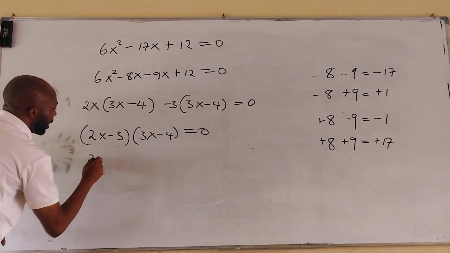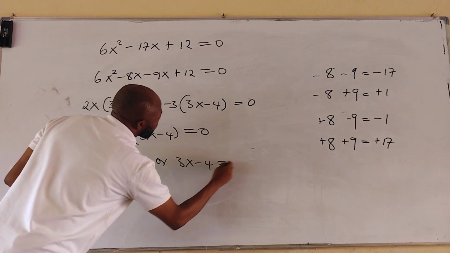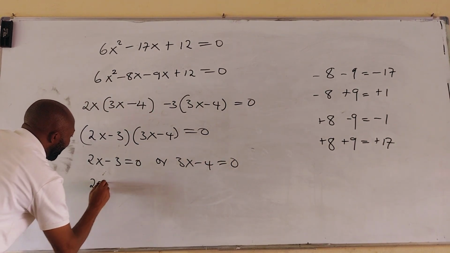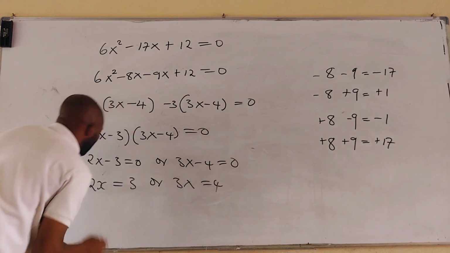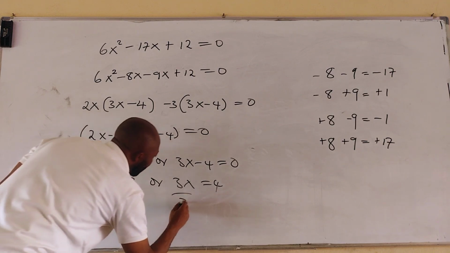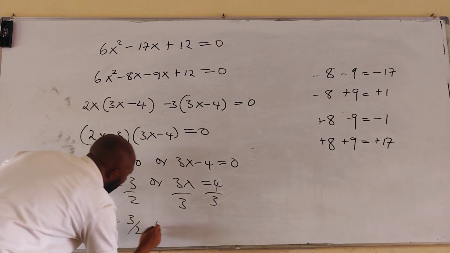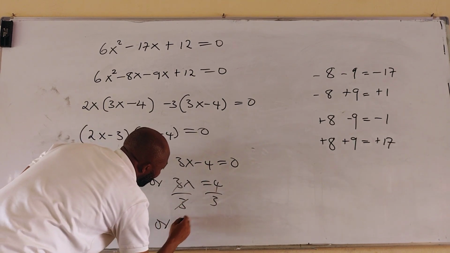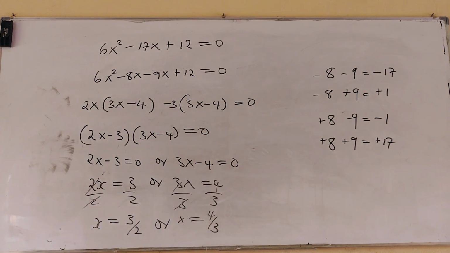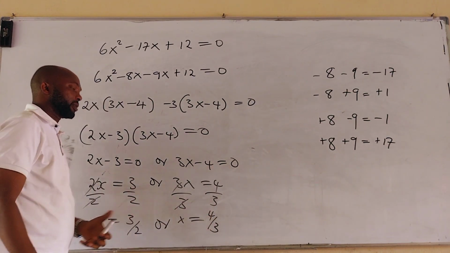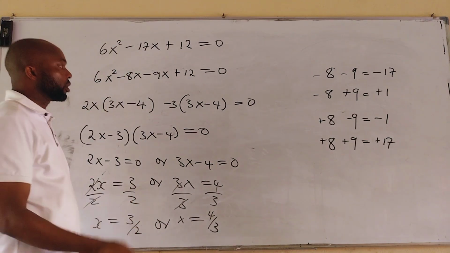So it means that 2x minus 3 is equal to 0, or 3x minus 4 is equal to 0. So 2x is equal to 3, or 3x is equal to 4. Divide by 2, divide by 3. This gives x equals 3 over 2, or x equals 4 over 3. So these two are the answers. So this trend continues. We'll solve more and see what we do.